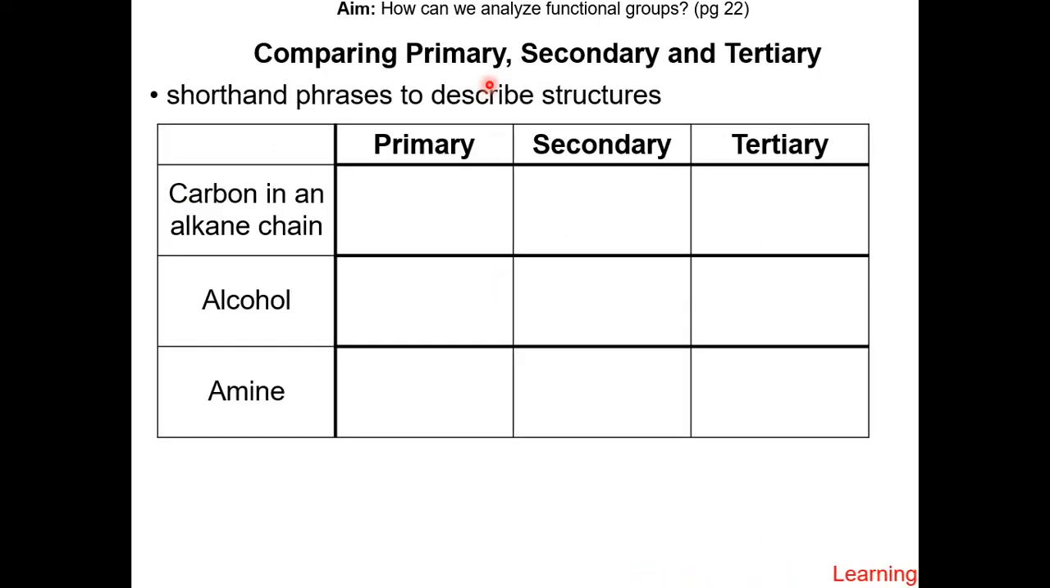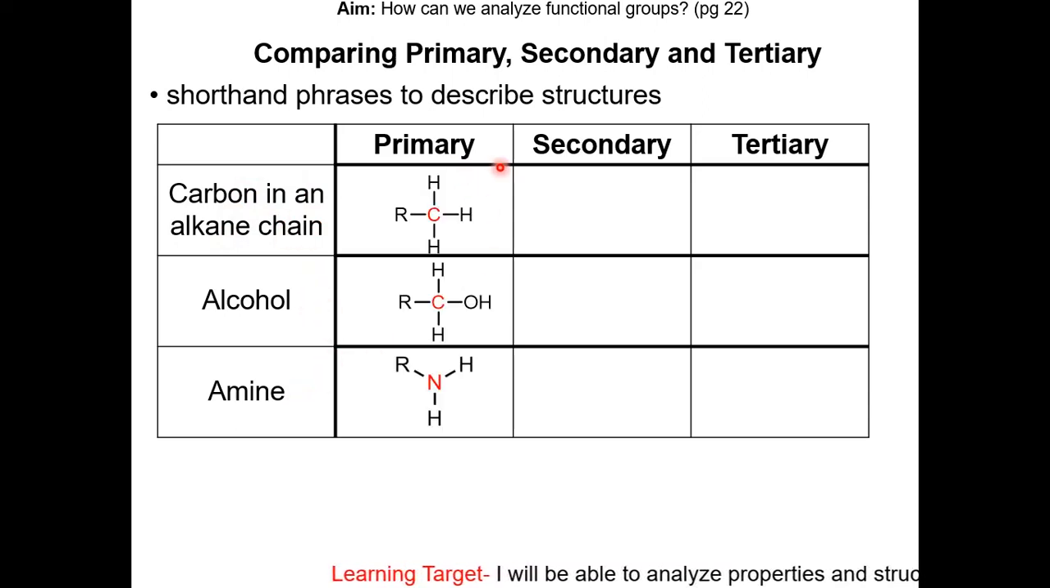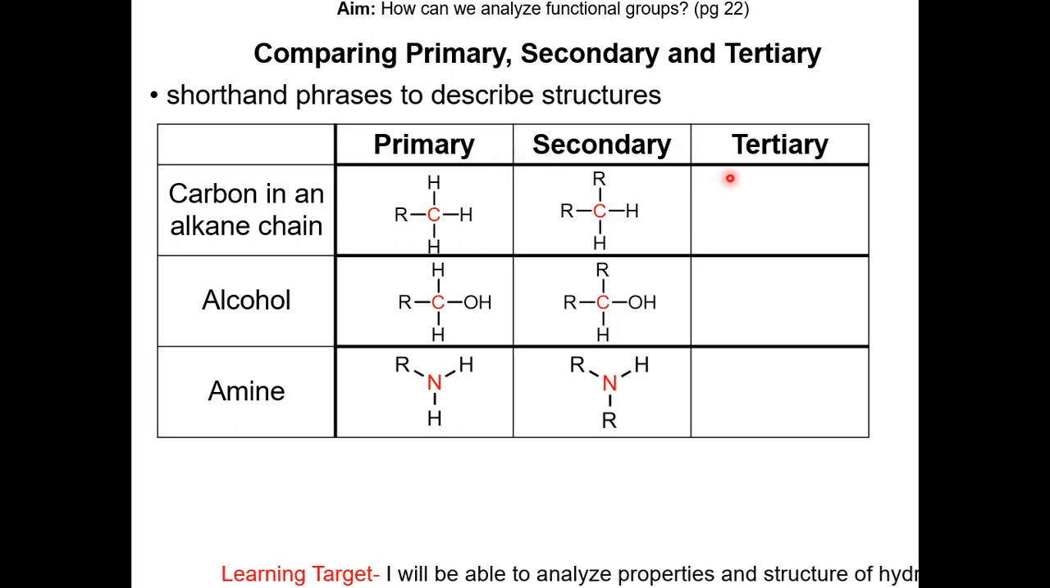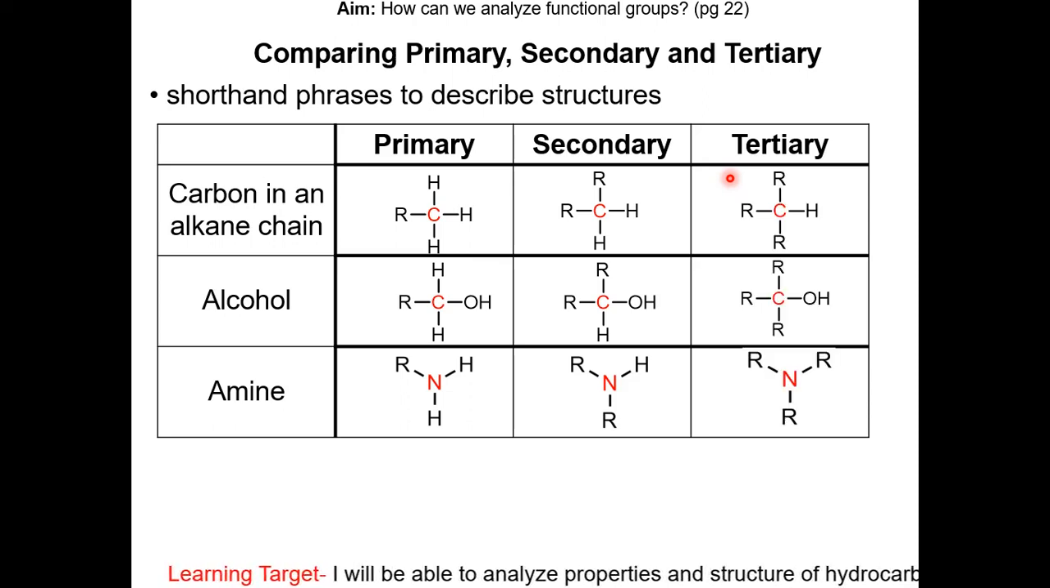The terms primary, secondary, tertiary are shorthand phrases to describe the following structure. Here are 3 examples: carbon in the alkane chain, alcohol, and amine. Primary means 1 R group. Secondary means 2 R groups. Tertiary means 3 R groups.